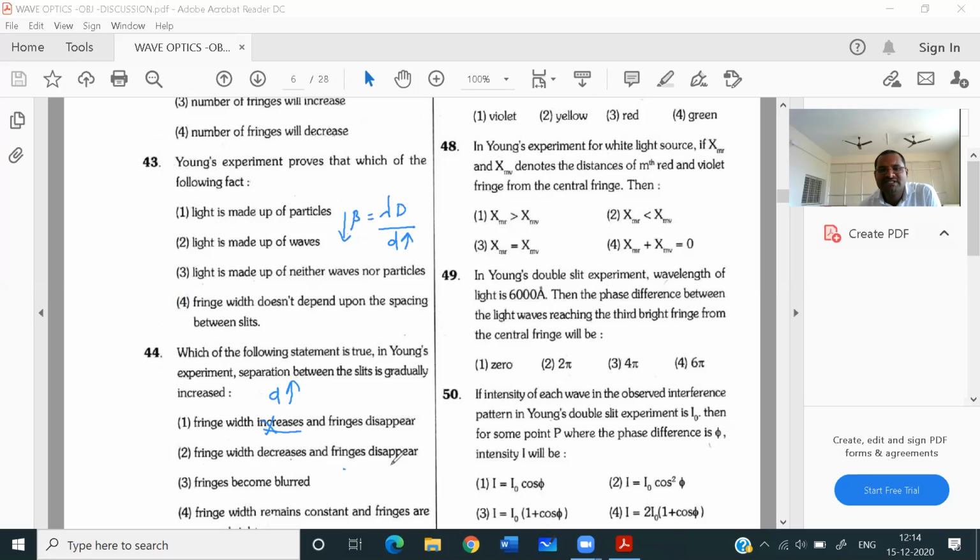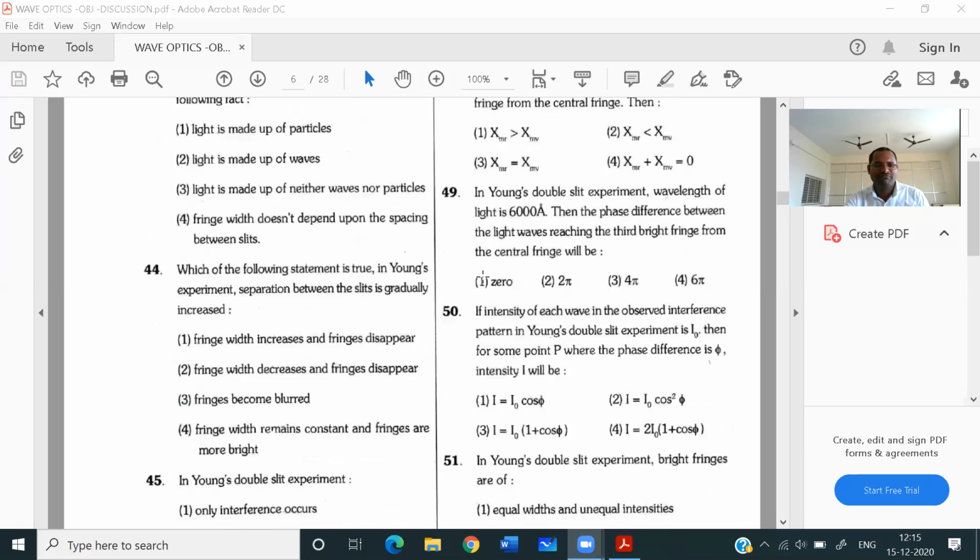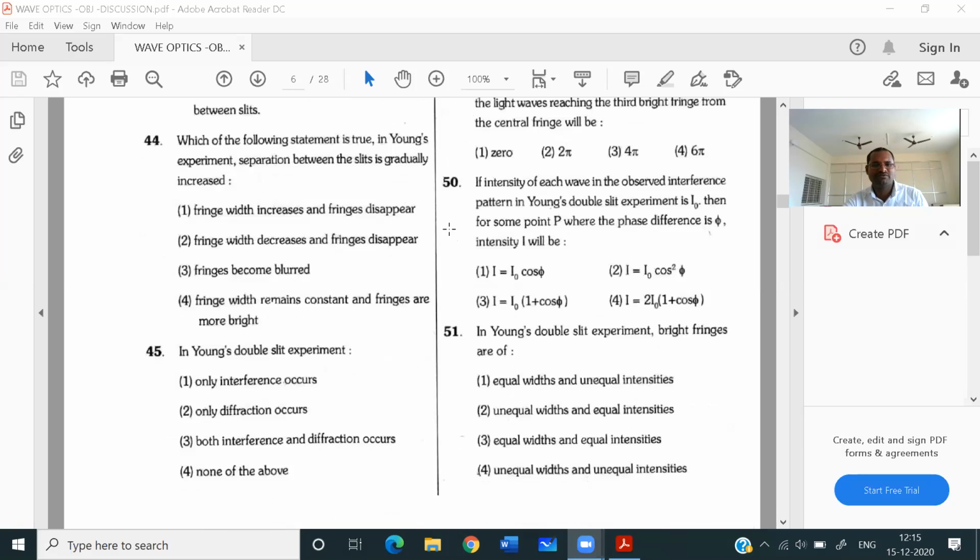Next, fringe width decreases. Yes. Fringes disappear. Yes. Option 2 is the answer. Fringes become blurred, no. Fringe width remains constant, wrong. So option 2 is the right answer. Question number 44, conceptual question. Option 2 is the right answer. Clear? Next, question number 45. They have given that.